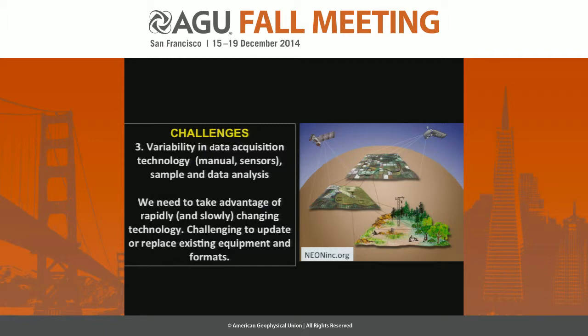This is a challenge, right? We have new technology coming online, new sensors. How do we actually match and harmonize our old sensors and our old technology with new technology? We really don't have any new insights other than we need to be able to do that, right?